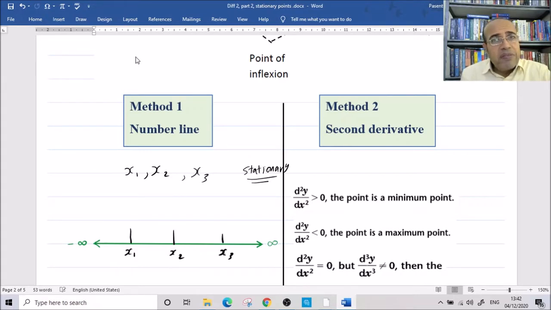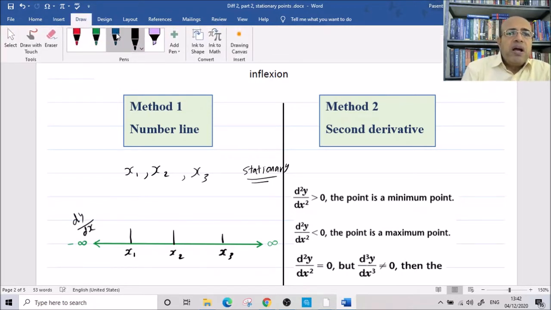It depends on the values of x1, x2, x3. For example, if x1 is 5 and x2 is -1, we write -1 before 5 and so on. Now, we check the sign of dy by dx. So we choose a point before x1 and we check the sign. Replace in dy by dx the value of this point.